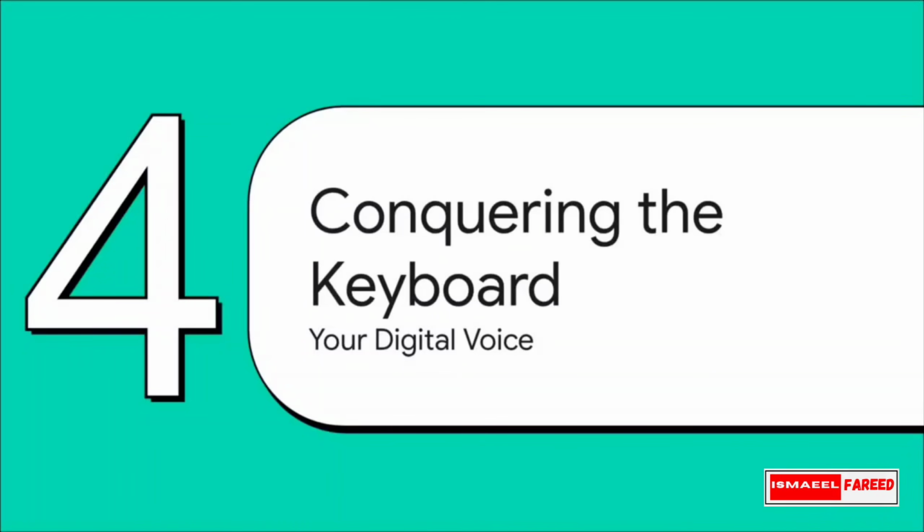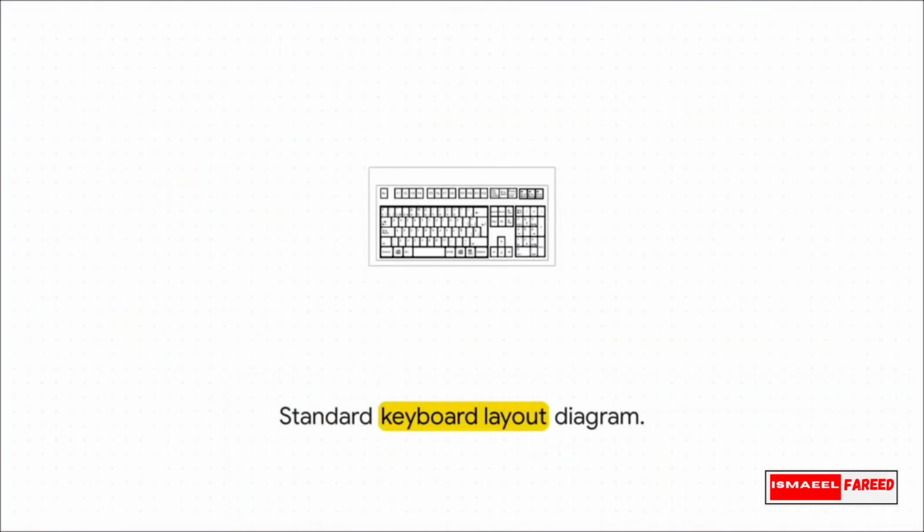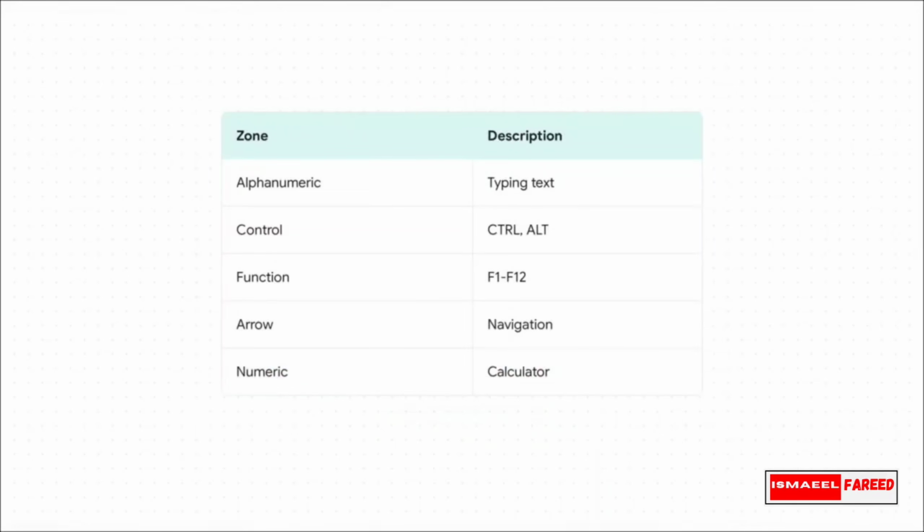Next up is Section 4, Conquering the Keyboard, your digital voice. Visually mapping out a standard keyboard can honestly look a little overwhelming at first glance. There are so many keys. But just remember, the keyboard is simply your main means of inputting detailed information. When you want to type, you look for a blinking vertical line on your screen, called the cursor, and that shows you exactly where the text from your keyboard is going to appear.